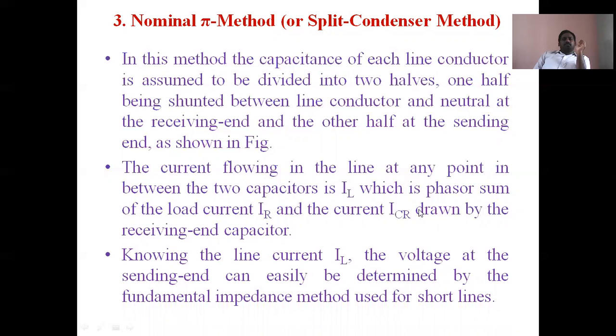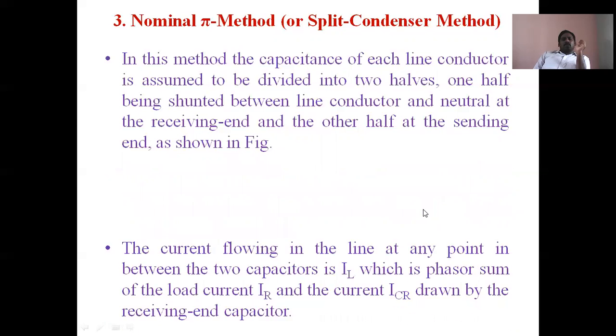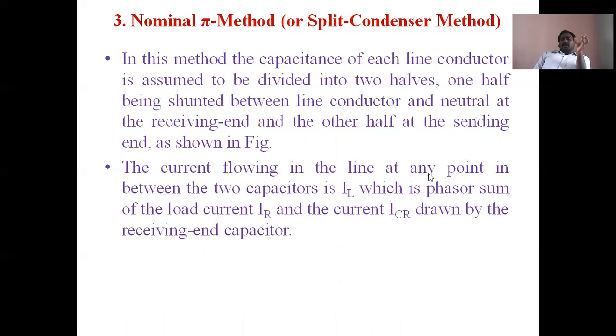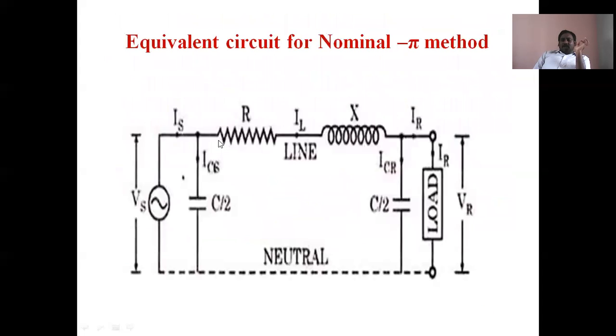So then, the current flowing in the line at any point in between the two capacitors is IR. That means between the two capacitors, the current flowing through the line is IR. Why? Because R and X are connected in series. That's why the current through the line is IR.